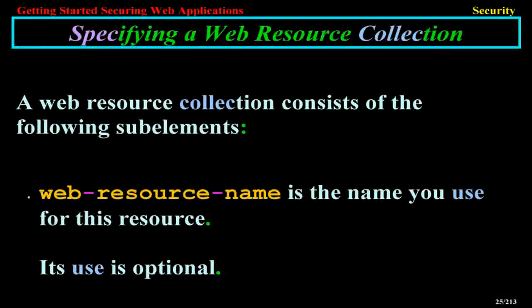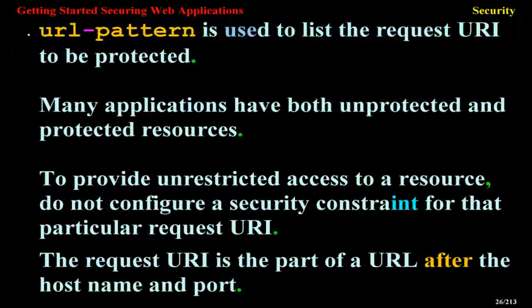Specifying a web resource collection. A web resource collection consists of the following subelements. Web resource name is the name you use for this resource. Its use is optional. URL pattern is used to list the request URI to be protected. Many applications have both unprotected and protected resources. To provide unrestricted access to a resource, do not configure a security constraint for that particular request URI.